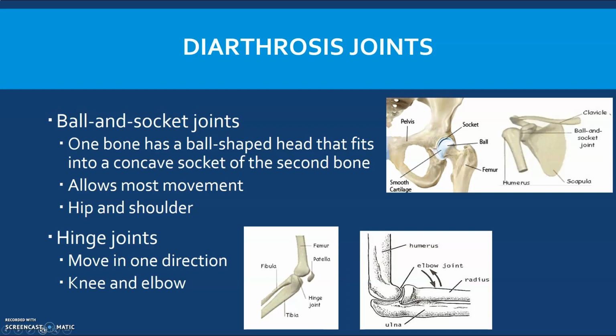Most diarthrotic joints are found in the appendicular skeleton, and they give the limbs a wide range of motion. You have ball and socket joints, which are found at the hip and shoulder, and these joints allow for the most movement. How they work is one bone has a ball-shaped head that fits into a concave socket of the second bone. Next, you have hinge joints. Hinge joints move in one direction, and an example would be your knee and elbow. The hinge joints allow for bending and straightening.